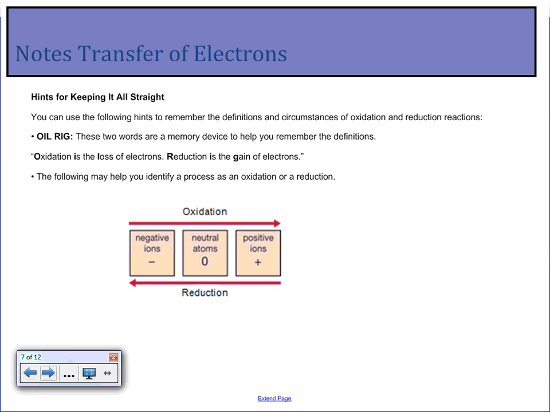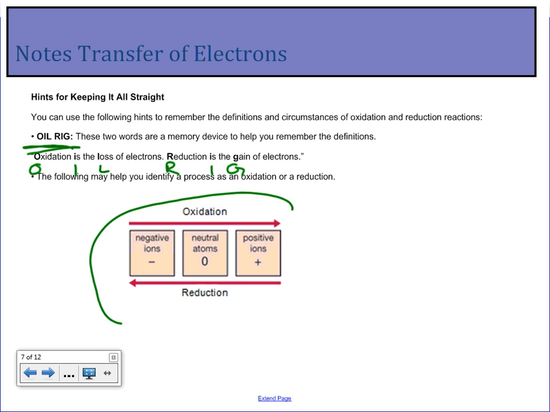Now, hints for keeping it all straight. We can use the following hints to remember the definitions and circumstances of oxidation and reduction reactions. And what they say here is OIL RIG. Okay, that's their little acronym. These 2 words are a memory device to help you remember the definition. Oxidation Is Loss of electrons, and Reduction Is Gain of electrons. So the following may help you identify processes of oxidation and reduction.